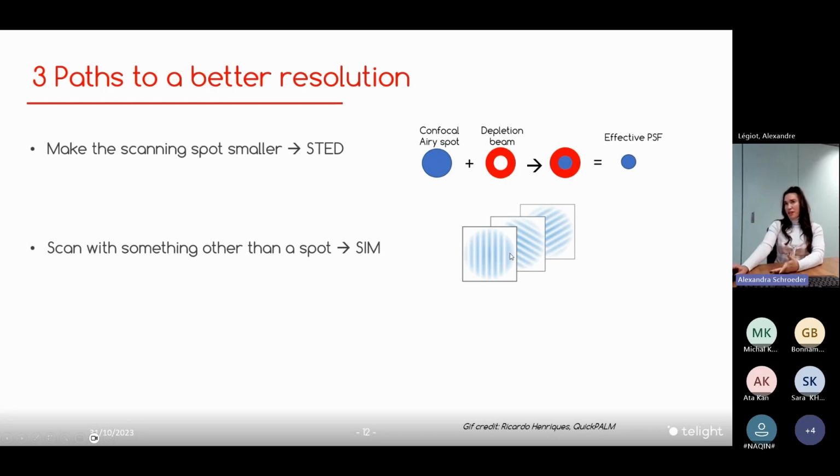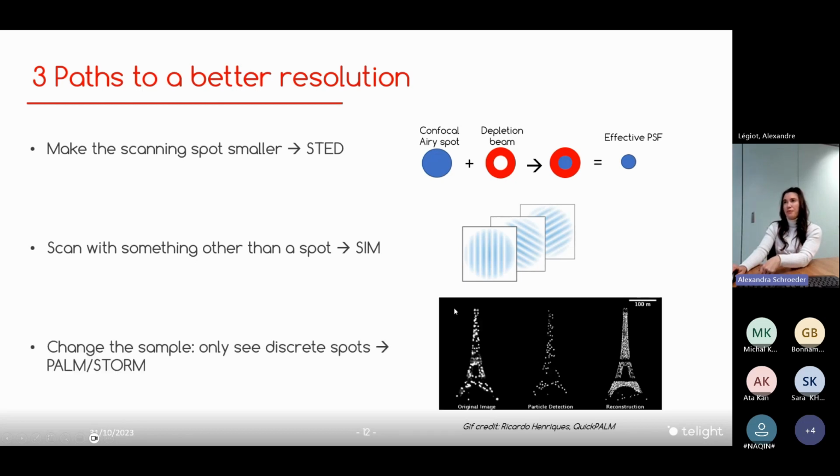We can also try to separate our signal by scanning with something other than a point. This is what structured illumination microscopy does. By creating either interference patterns or lattices of light that can be shown across an entire image, rotated, we can then collect information, mathematically transform it, and recover the details that in Fourier space correspond to the high spatial frequency info, which in the image territory corresponds to fine structural details.